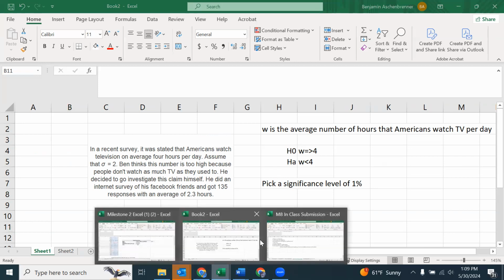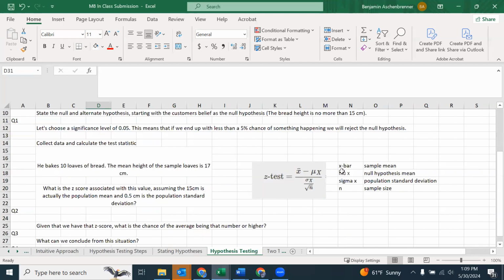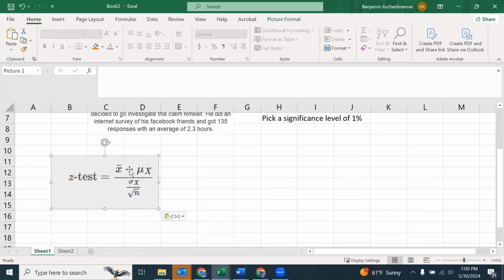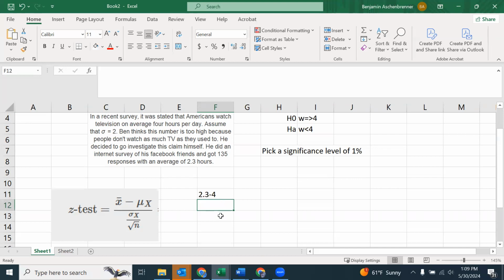Let me go pull that up here from this one. Here we go. So I'm just going to copy this and bring it back over. Okay, so what do I need here? I need to know my average, 2.3, minus the presumed average, which is 4. And then I'm going to divide that by the standard deviation, which is 2, but I'm going to divide that by the square root of 135. So these are the two parts. This is the top. This is the bottom.